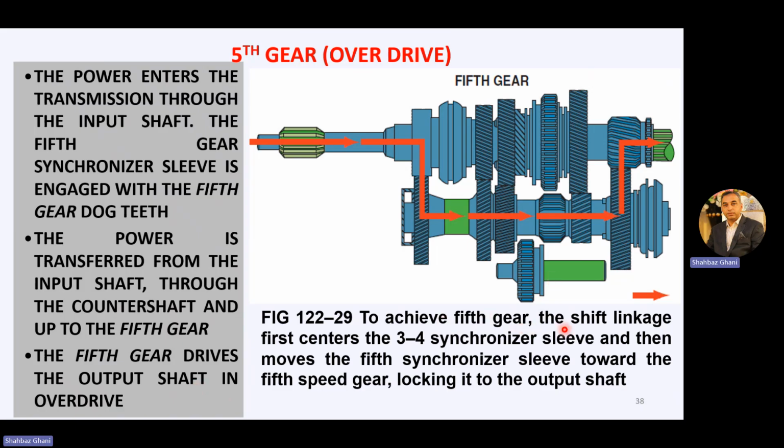To achieve the fifth gear, the shift linkage first centers, then the third fourth synchronizer sleeve, and then moves to the fifth synchronizer sleeve towards the fifth gear, locking it to the output shaft. Now, power is coming from your input shaft to the input gear, then the counter shaft, from this fifth gear, and we have moved the synchronizer to the fifth gear and then going to the main output shaft. So you're achieving overdrive due to these gear ratios.